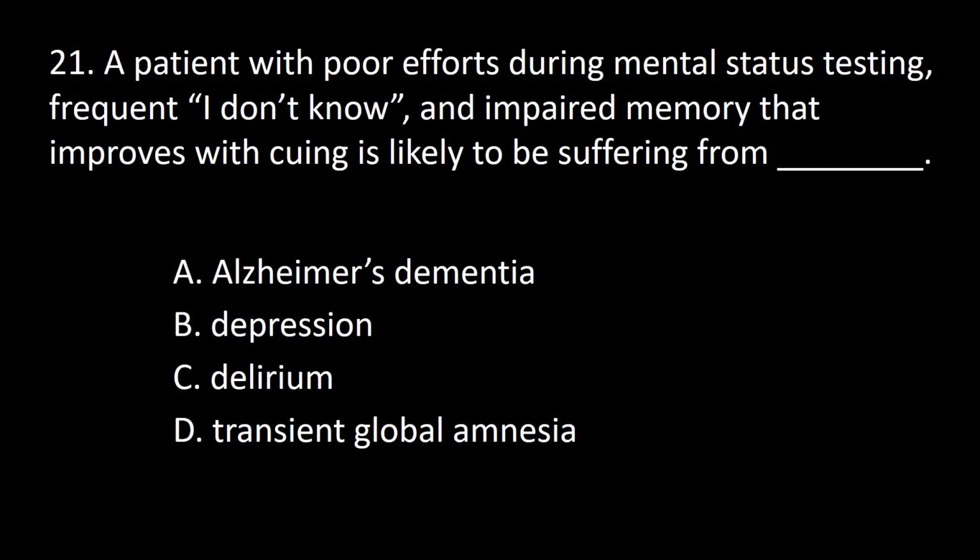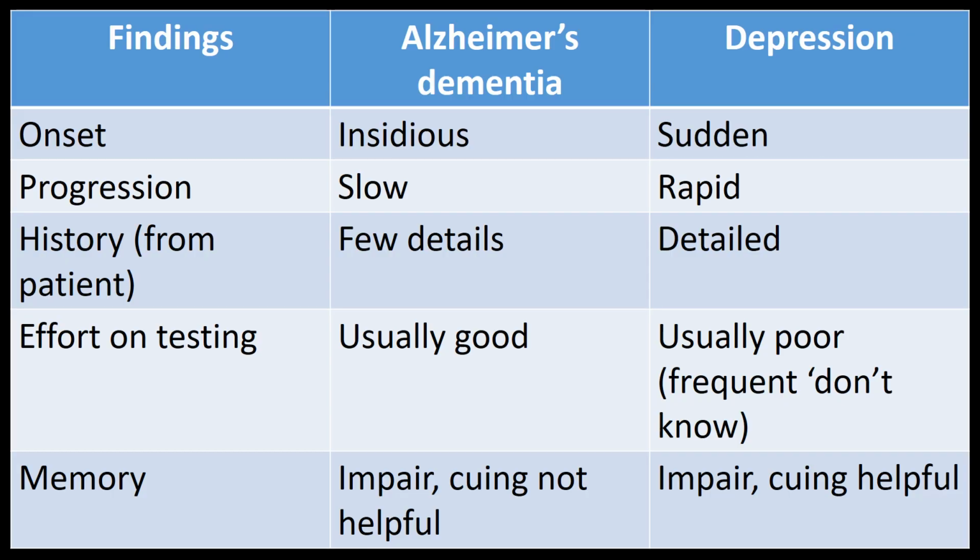Next question. A patient with poor effort during mental status testing, frequent "I do not know," and impaired memory that improves with cueing is likely to be suffering from A, Alzheimer's disease, B, depression, C, delirium, D, transient global amnesia. The table in this frame contrasts Alzheimer's and depression. Stop the presentation and read it. All features are relevant, but the fact that memory is not helped by giving clues in Alzheimer's, but does improve by giving clues if the patient is depressed, is of particular importance.